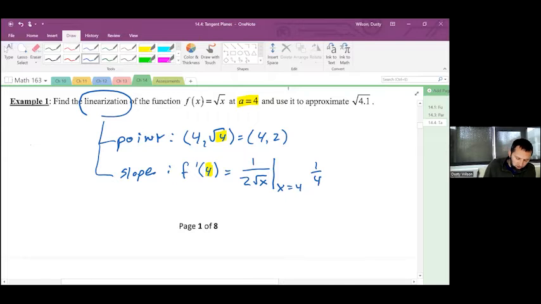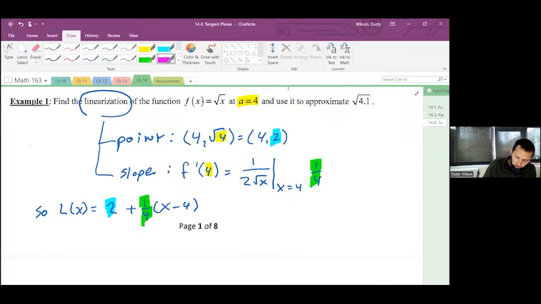So our linearization, L of x, is going to equal the y value of the point, which is 2, plus 1 over 4 times (x minus 4). Let me make sure you see this in color. So here's the 2. Here's the 1/4, which is our slope. And here's the 4 showing up in that equation.